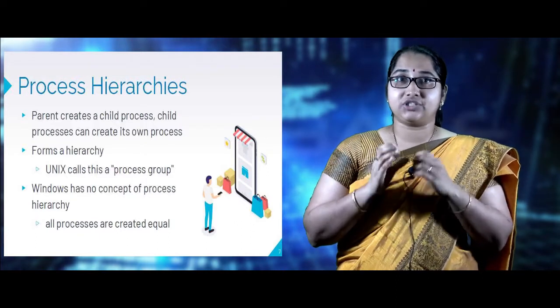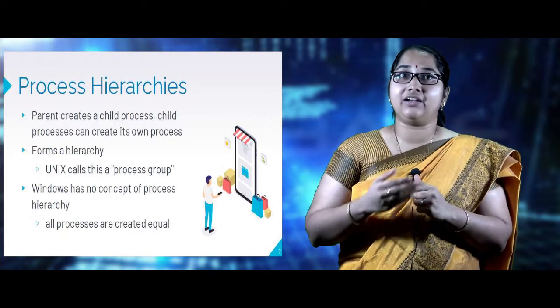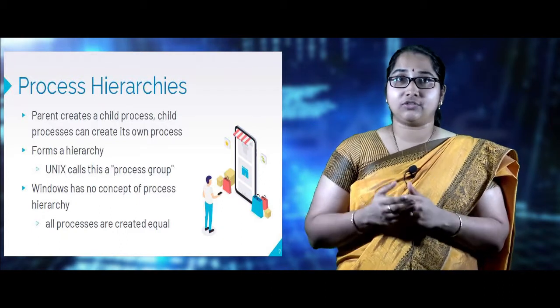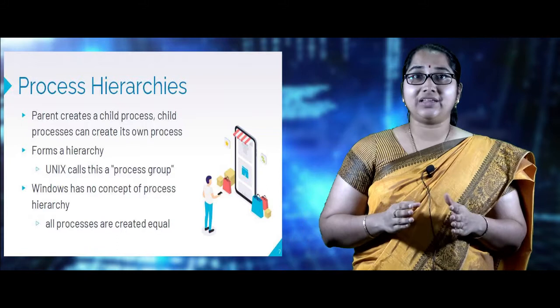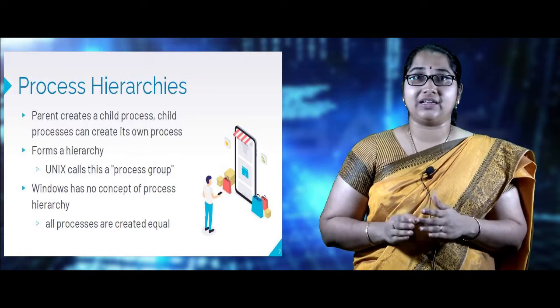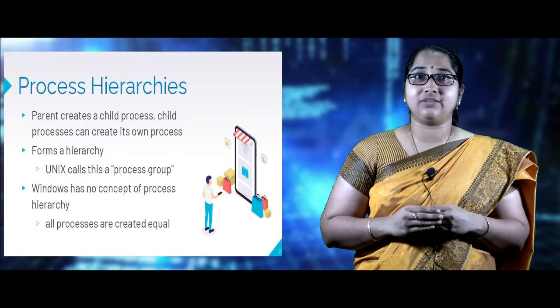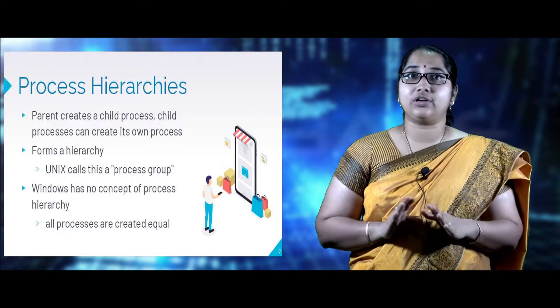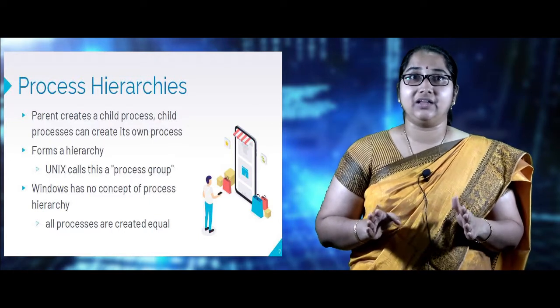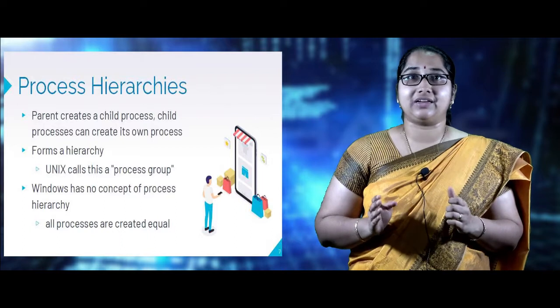In this case, the child can by itself create new children. So this is called as process hierarchy. Unix has the concept of process hierarchy. In such case, it is called as process group. Windows does not have the concept of process hierarchy. There, all the processes are created equally.